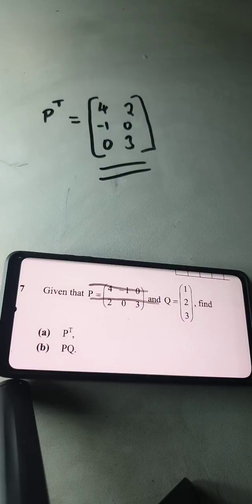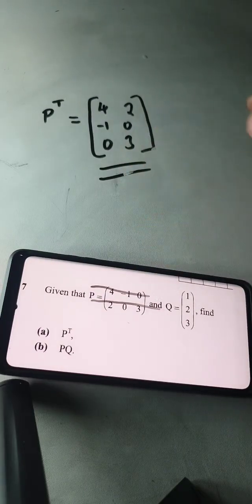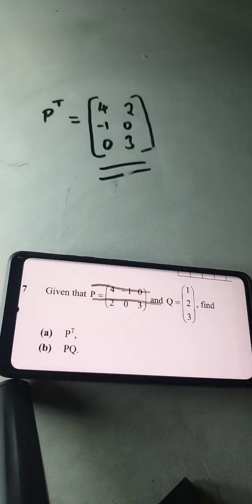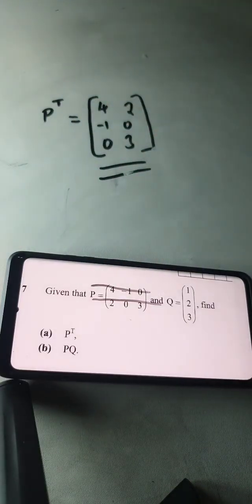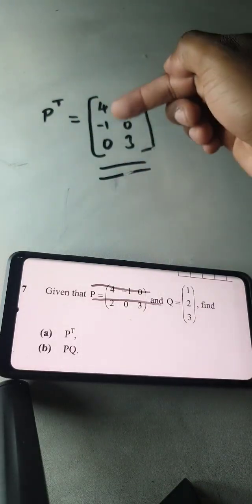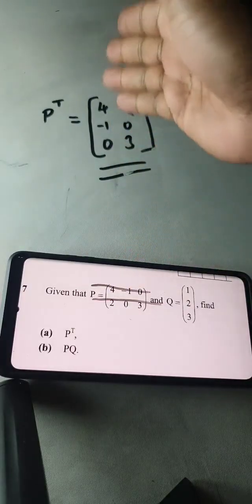What's PT? No, it's P to the power T, which means the transpose. The power T means transpose, right? So you transpose, you change. The rows become columns and the columns become rows. So it's row by column. We have the first row, which is negative 1, 0, and negative 1, 0 becomes a column.